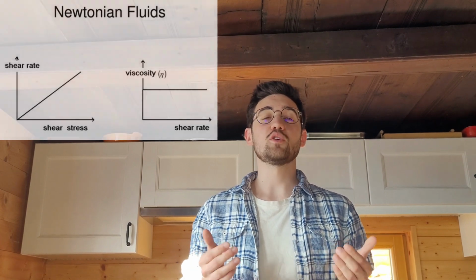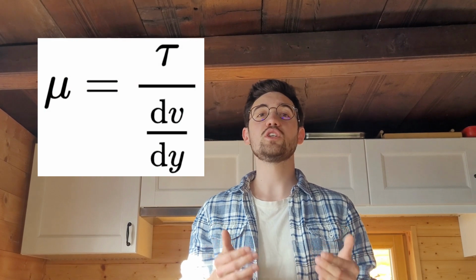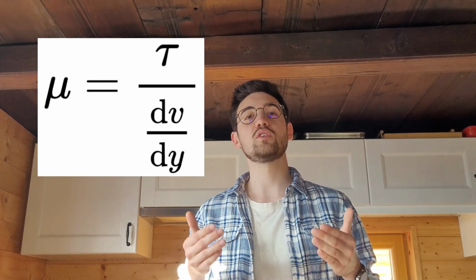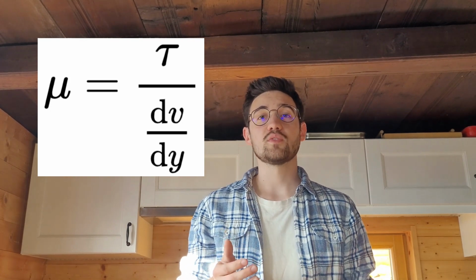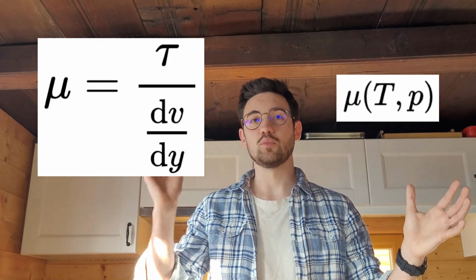It is described by the formula where mu represents the dynamic viscosity coefficient, equal to the shear stress divided by the velocity gradient perpendicular to the direction of the shear. Note that the dynamic viscosity coefficient mu depends on temperature and pressure.